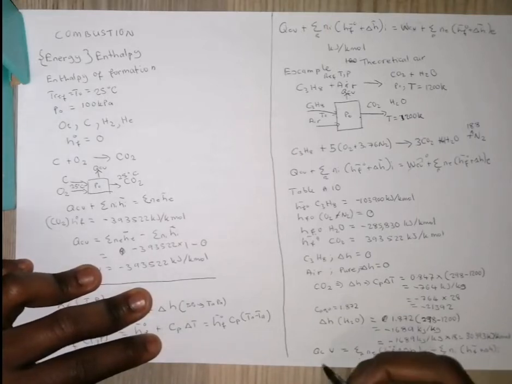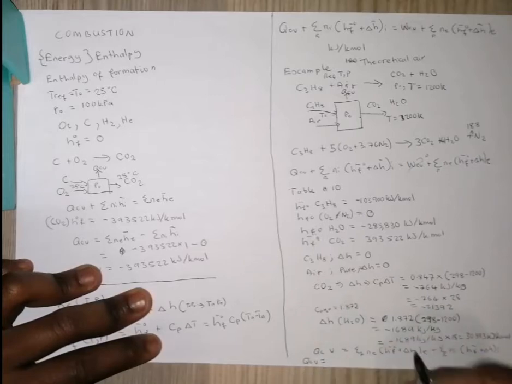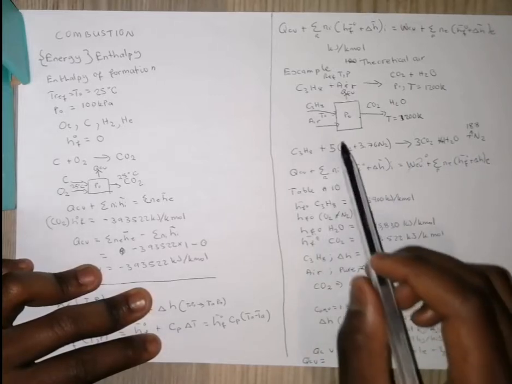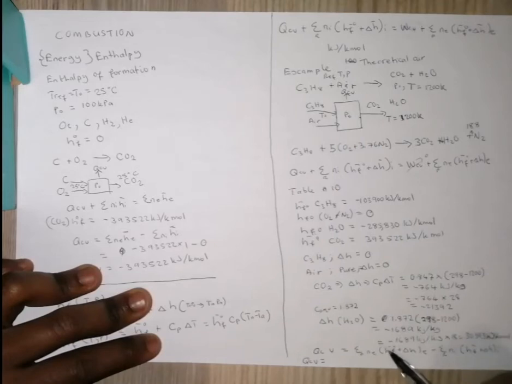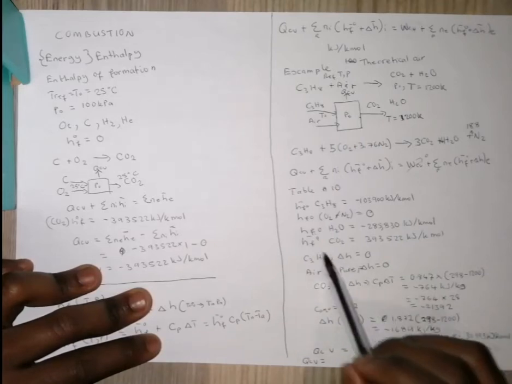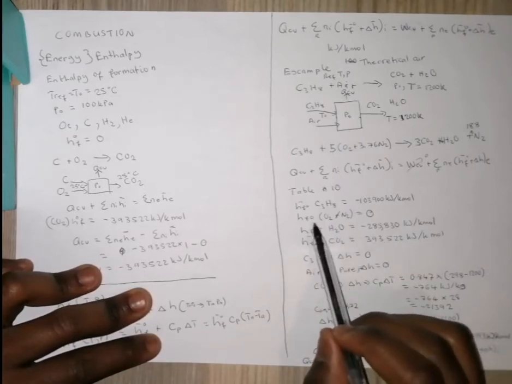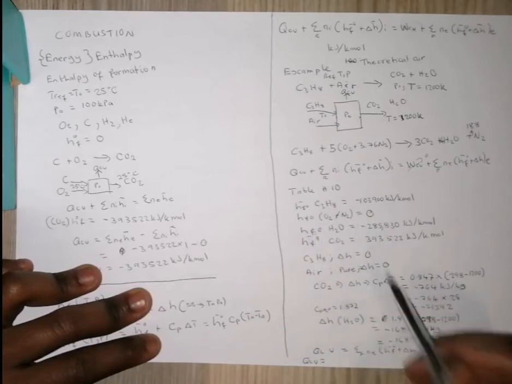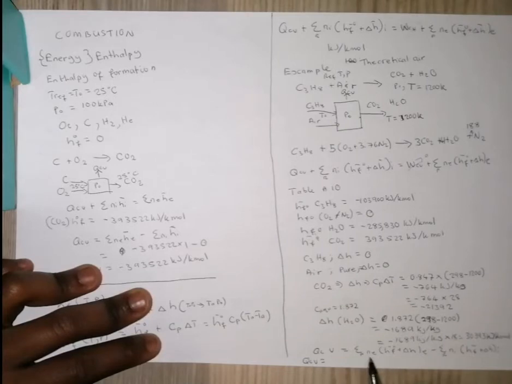Okay, so our QCV here will be equal to, for the beginning, we just have the change in HF0 since it's a standard, which is 103,900. Sorry, let me start with the products. Let me put the reactants at the end, since I've put it at the end. So let me start first with the product.